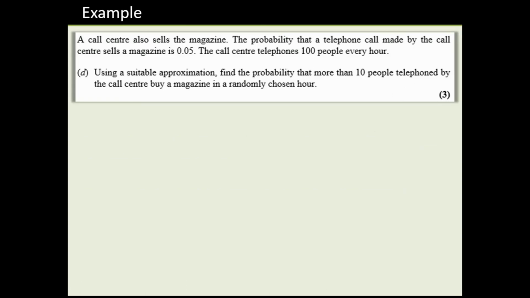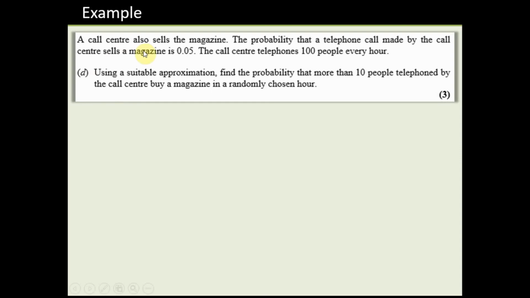Okay, so an example here. It says a call centre sells a magazine. The probability that a telephone call made by the call centre sells a magazine is 0.05. The call centre telephones 100 people every hour. Notice it's going straight into part D, so usually an approximation question will be at the end of another question. Okay, so use a suitable approximation, find the probability that more than 10 people telephoned by the call centre buy a magazine in a randomly chosen hour.